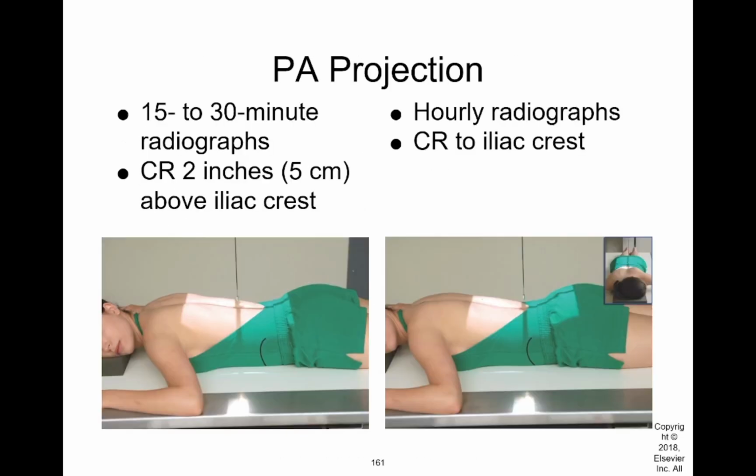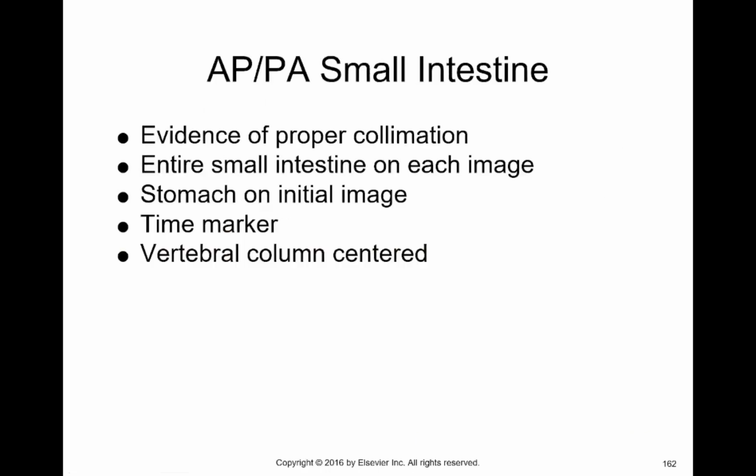So PA projection. Again, your first image is going to be high, instead of being as if we are taking a KUB. What we're going to do is center about 2 inches above the iliac crest, put the top of the image receptor pretty much at the level of the axilla, because the only thing we're looking for at that point is barium in the stomach. Everything else after that, the central ray should be to the iliac crest.